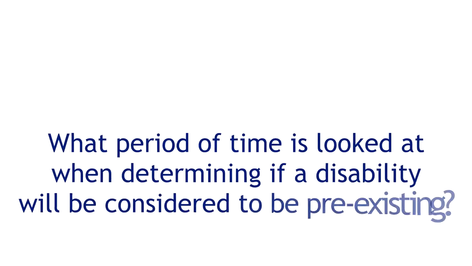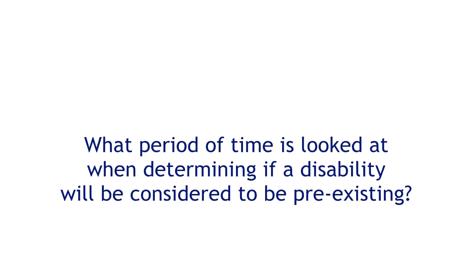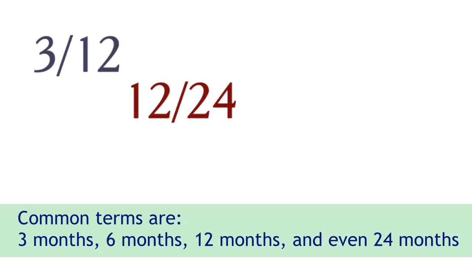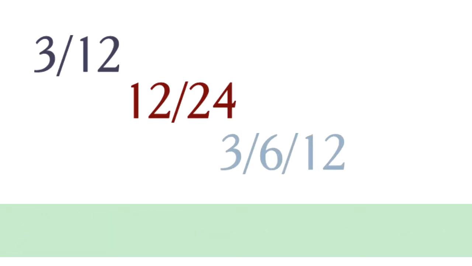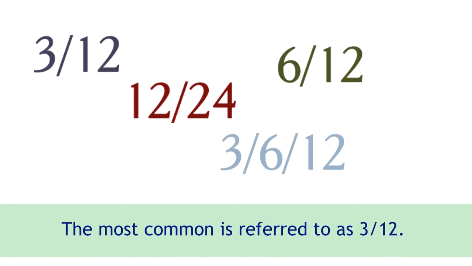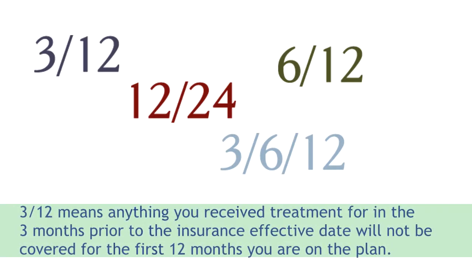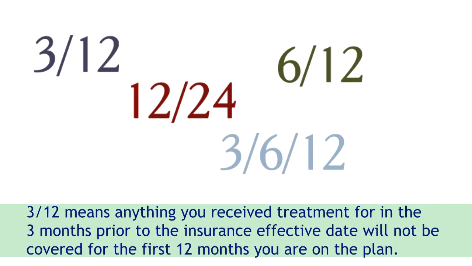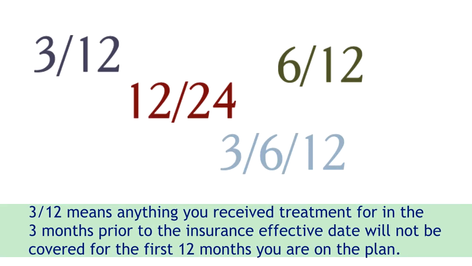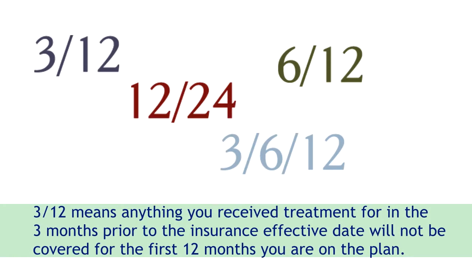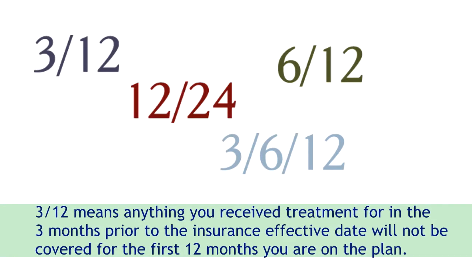So what period of time is looked at when determining if a disability will be considered pre-existing? The common terms you will see are 3 months, 6 months, 12, or even 24 months. The most common being referred to as a 3/12. What this means is that anything you have received treatment for in the 3 months prior to the effective date of your insurance, that particular condition will not be covered for the first 12 months that you are on the plan.